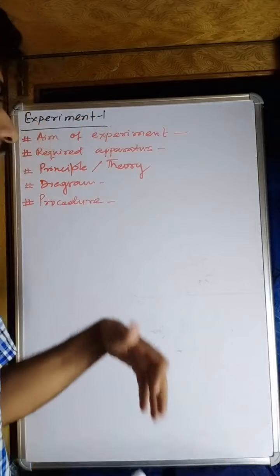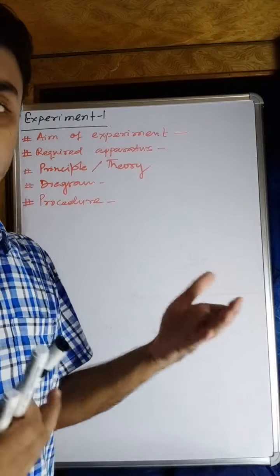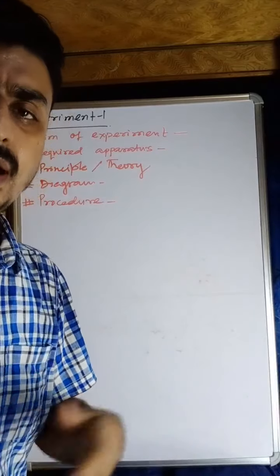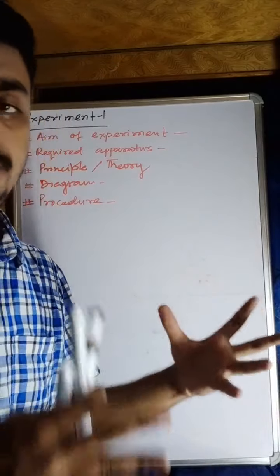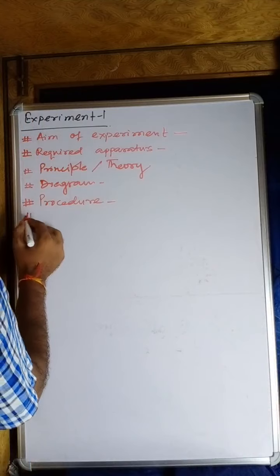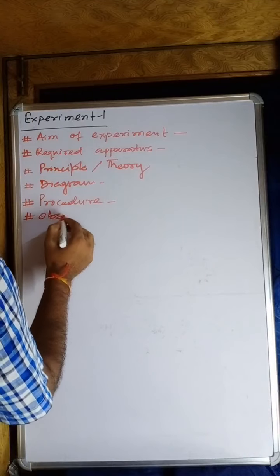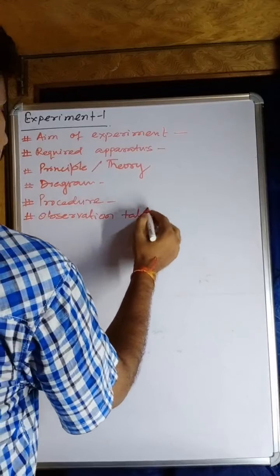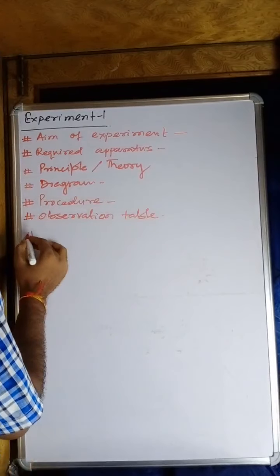After the procedure, that is how you have to perform the experiment, how many steps you followed, you have to obtain the observations. Okay, and to record those observations you need some tabular form. So in a table, you will write the observations that you got. So the next step will be the observation table. Observation table. Okay, my dear students.